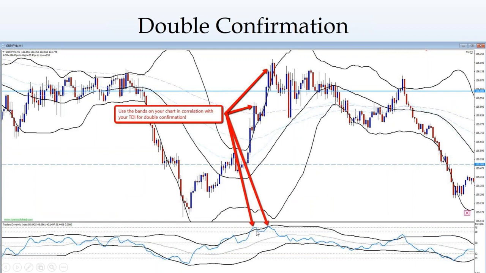Now, what do we have? We have a shark fin on the TDI right up into the 75. Where is that? Right here. Boom. Right into here. Sold that. That could have been 5 to 10 points. Sometimes we only take 3, but that's all you need. Scalpers, micro scalpers.